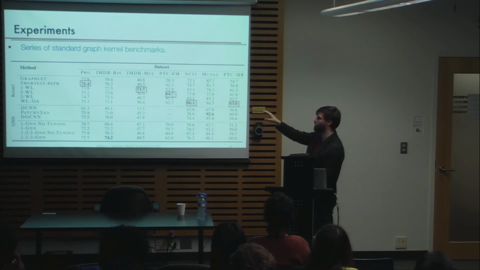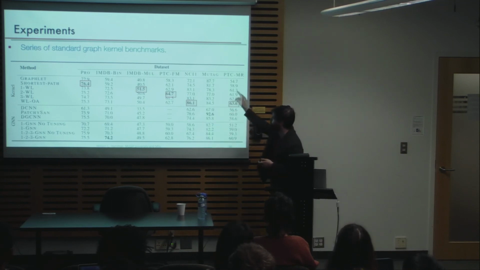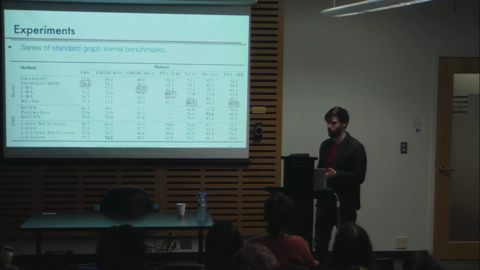And so on the whole, when you do a good job, and in particular when you use nice, well-tuned SVMs as opposed to just logistic regression, the graph kernels drastically outperform most of the state-of-the-art graph neural net techniques, except for Pachysan in this one data set. So on the whole, the top performers were not graph neural nets. They were actually just traditional graph kernels.